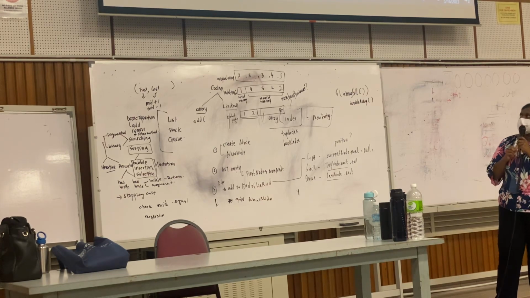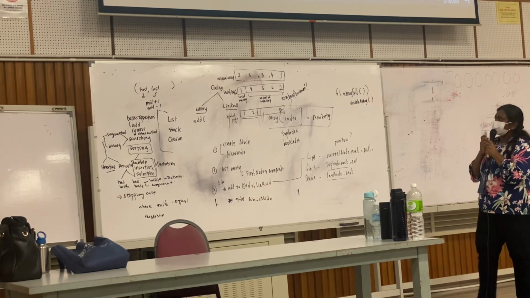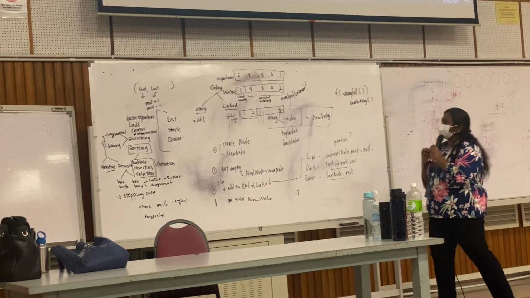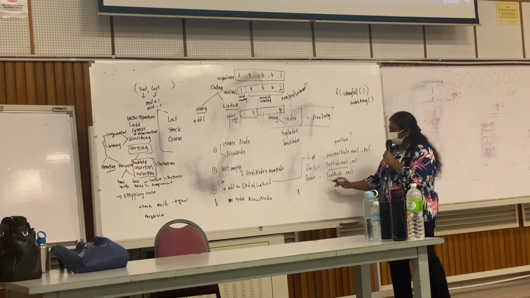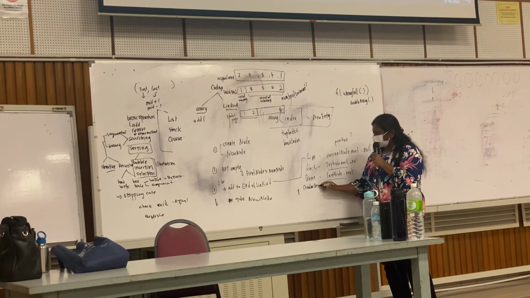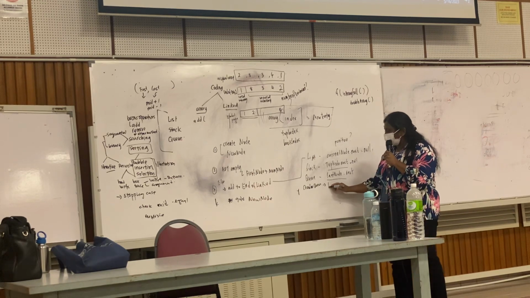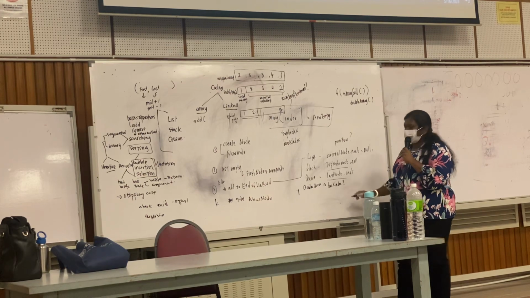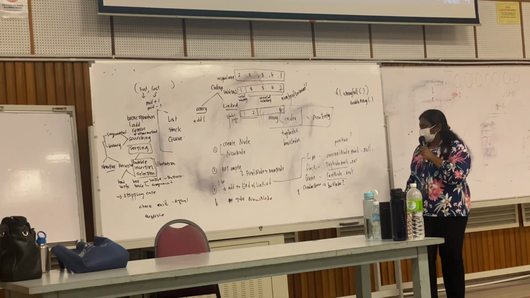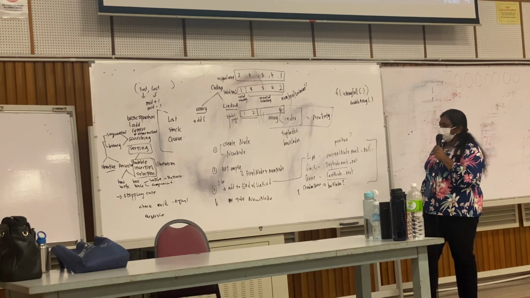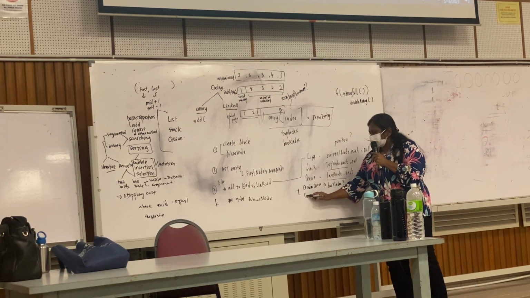And what else? We have to go through circular queue. Circular queue, how do you find your back index? How to get your back index.